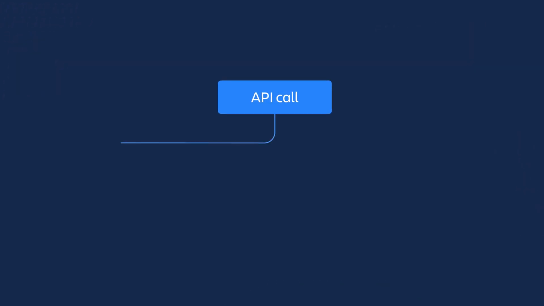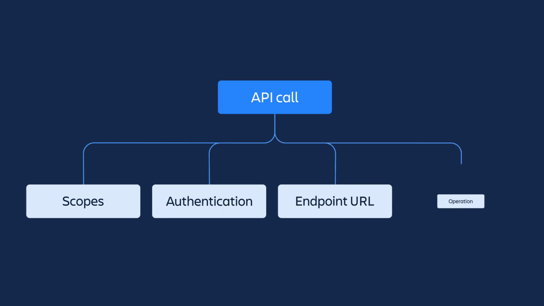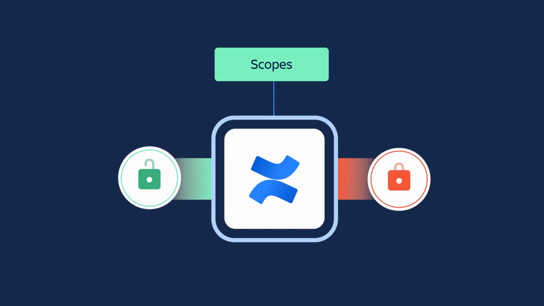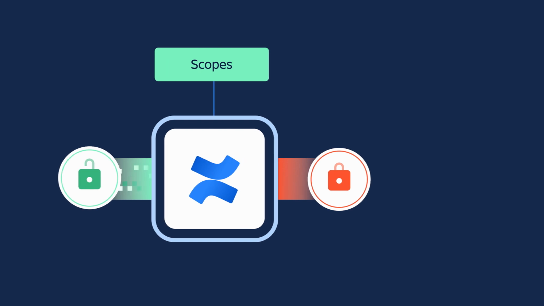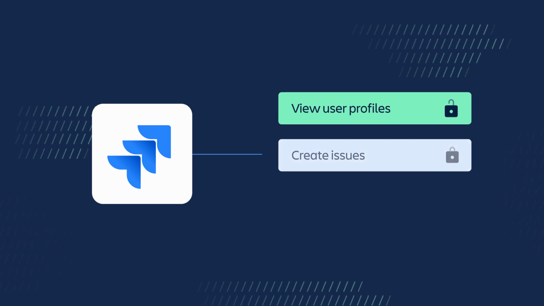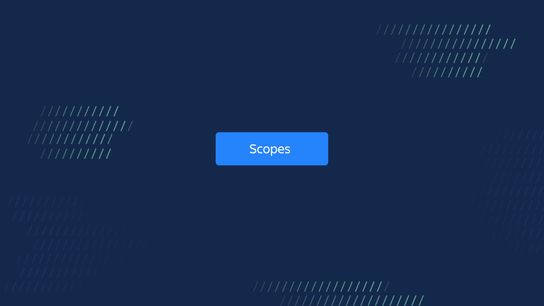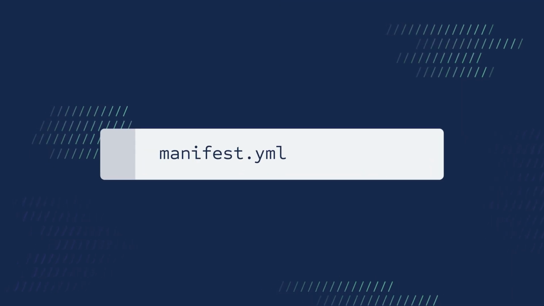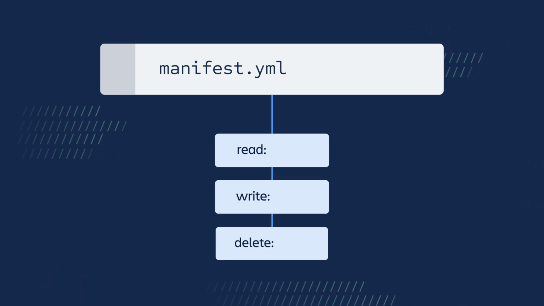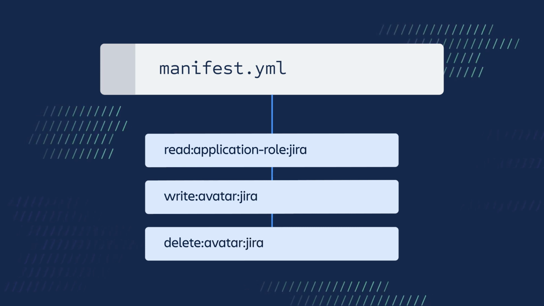Four things are included: scopes, an authentication method, an endpoint URL, and an operation. Scopes tell the API service which data and actions your app wants to access. Following the principle of least privilege, best practice is to only ask for the minimum level of access your app needs. Scopes are listed in the manifest.yaml file. Common scope actions include things like read, write, and delete. Atlassian API scopes also include product and type of data.